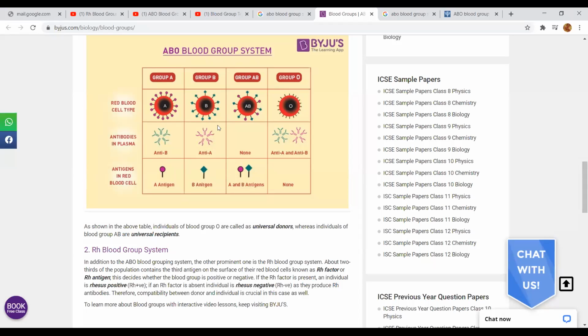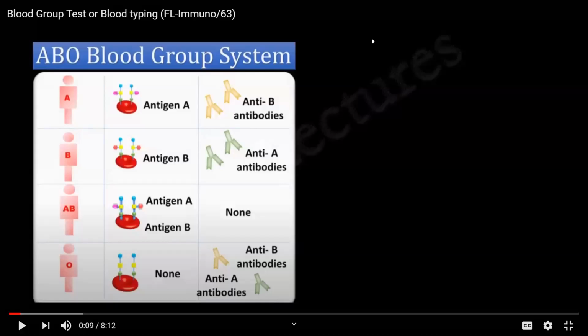I hope this particular thing is clear to you. In order to perform the blood grouping test, you don't require any big instrument or something like that. What we require is a kit which has all the antigens present in it, and we need to add these antigens to that particular blood drop that we take from the person in order to identify the blood group.